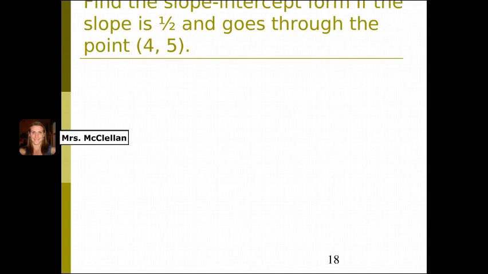Alright, so now we're going to talk about the slope-intercept form. If the slope is 1/2 and it goes to the point 4, 5.